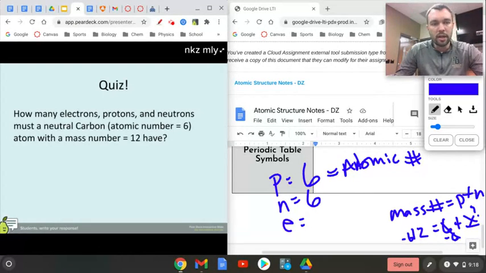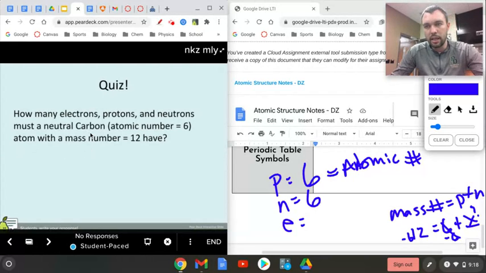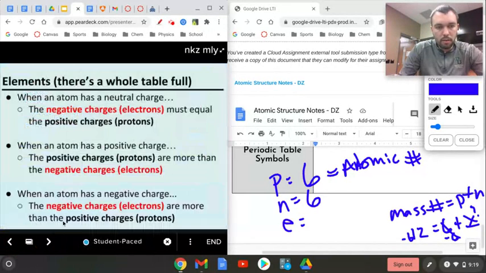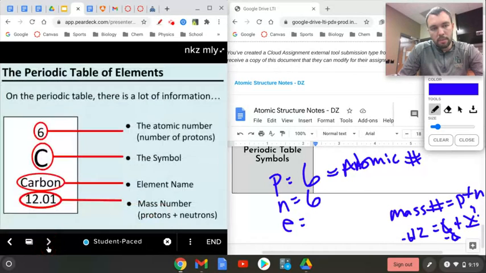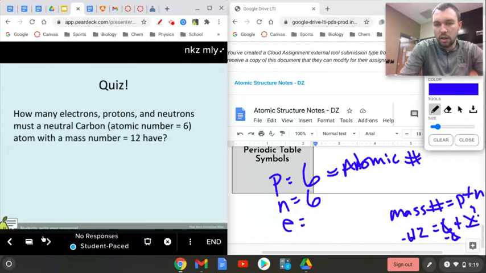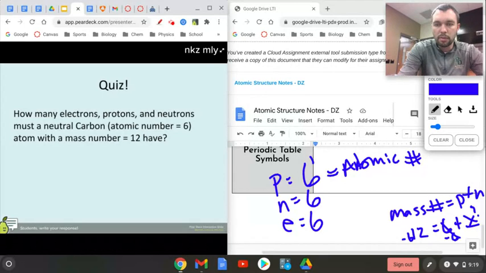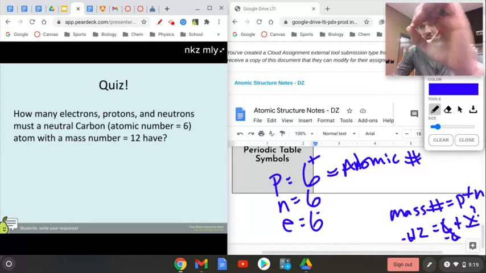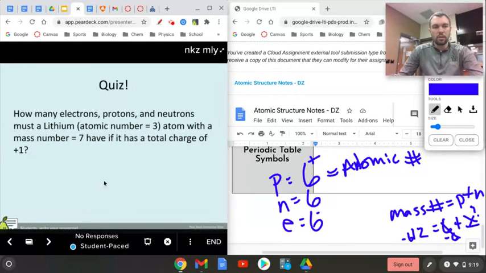Now, electrons. Again, it doesn't say anything about electrons, but here's the key. Neutral means it has a 0 charge. If we have a neutral charge, the electrons and the protons must be equal to each other. So I have 6 protons, I have 6 electrons. Why is that? I have 6 pluses, 6 minuses. They cancel each other out to be 0. All right, let's go to the next one.